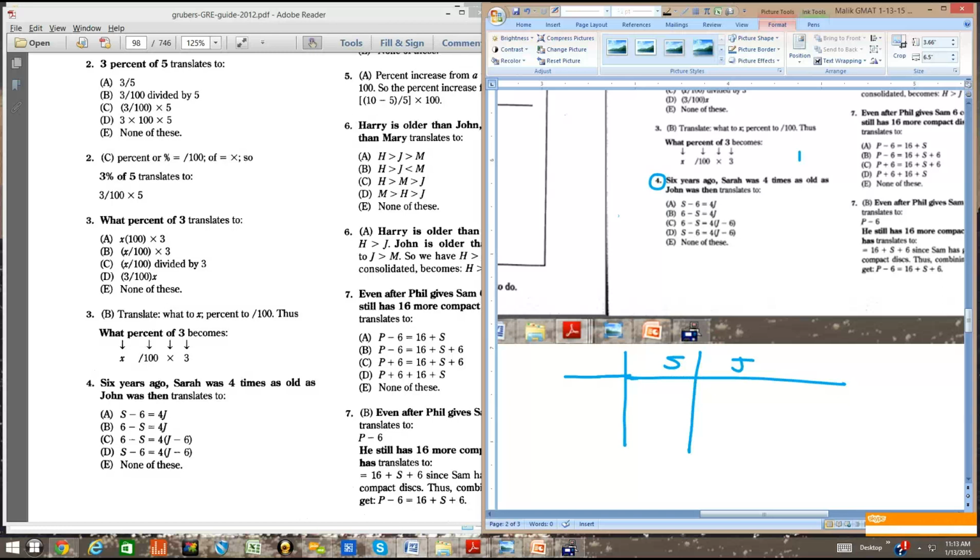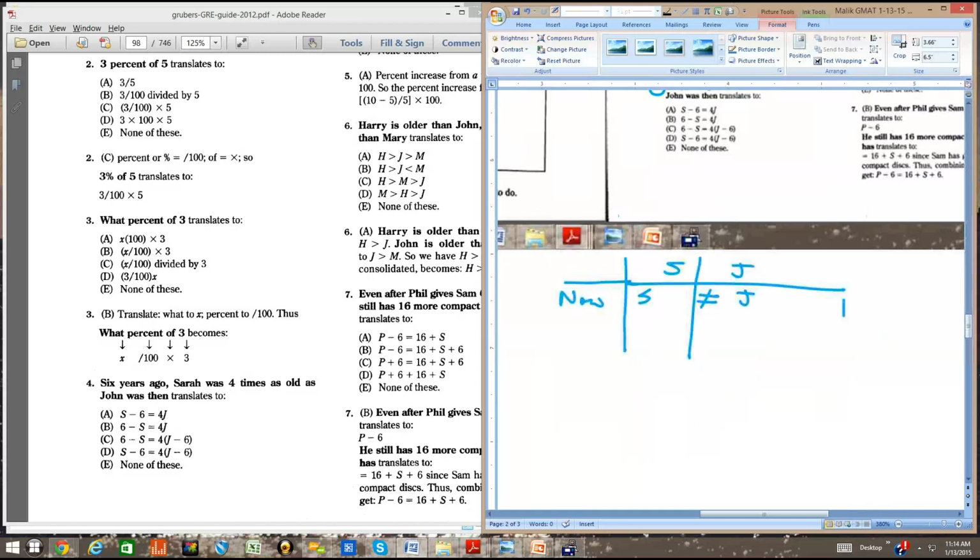All right, so let's do it your way then. 6 years ago, Sarah was 4 times as old as John. So you should say now, Sarah is S, John is J. That's not equal, so you're not near your goal. Then you got to go back 6 years. Minus 6. The important thing is to see that Sarah was 6 years younger, but John was also 6 years younger. So you have to do that on both sides. So that's not equal.